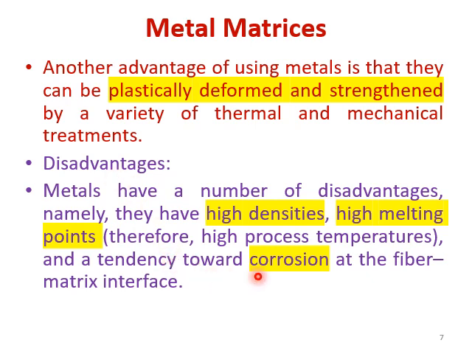And similarly, the metals have a tendency for corrosion at the fiber matrix interface, right? So this is another disadvantage. You all know that metals corrode, and thereby at the fiber matrix interface there will always be a possibility of corrosion because of the presence of metal matrix, right? So these are the different disadvantages: high density, high melting point and high corrosion. Whereas advantages are, it can be plastically deformed and strengthened. This is one of the advantages, and high melting temperature is the other advantage, and it can also provide better compressive strength as well as transverse strength, right?